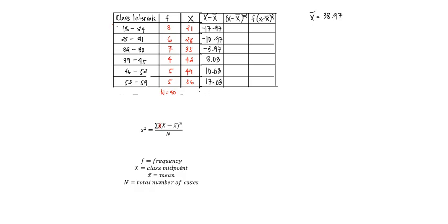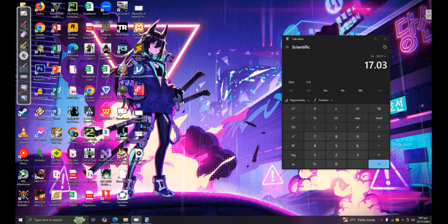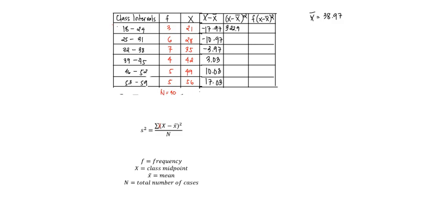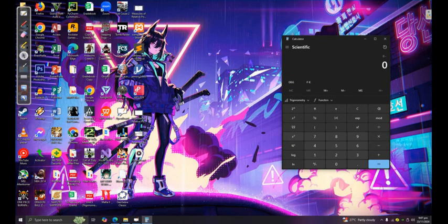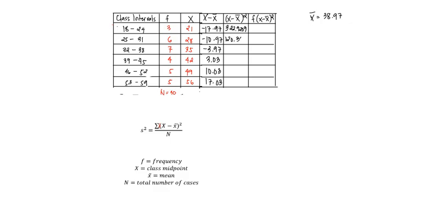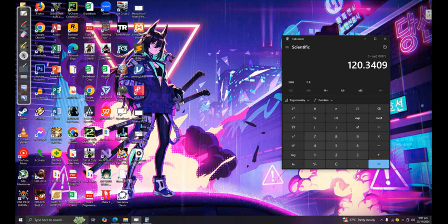And then we take out the squares of these, because that is what is needed here. So if you take the square of 17.97 or negative 17.97, that would be 322.9209. So let me write that down. And then negative 10.97 squared is 120.3409, and then negative 3.97 squared is 15.7609.